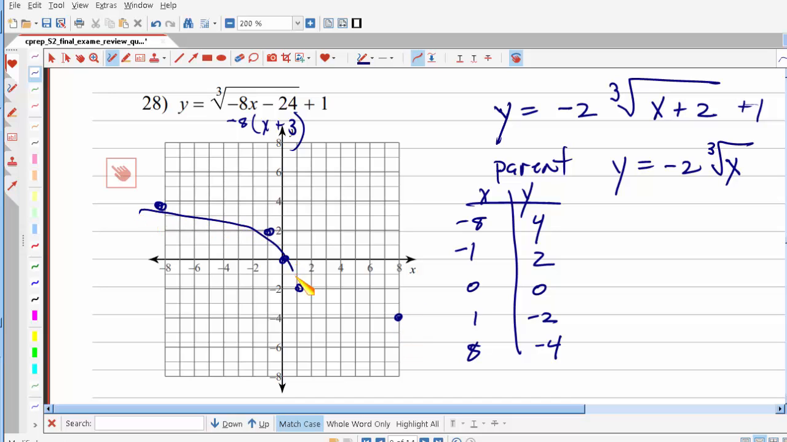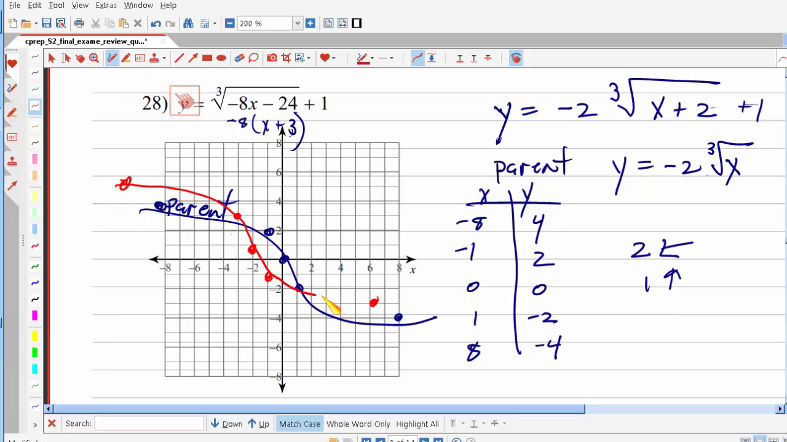So really my function, that's the parent function. Okay, so what's the shift here? Well, it's going to be 2 to the left, because +2 means 2 to the left, and 1 up. So I would do everything 2 to the left and 1 up, 2 to the left and 1 up, 2 to the left and 1 up. So it looks kind of funky, but that's the shifted function.